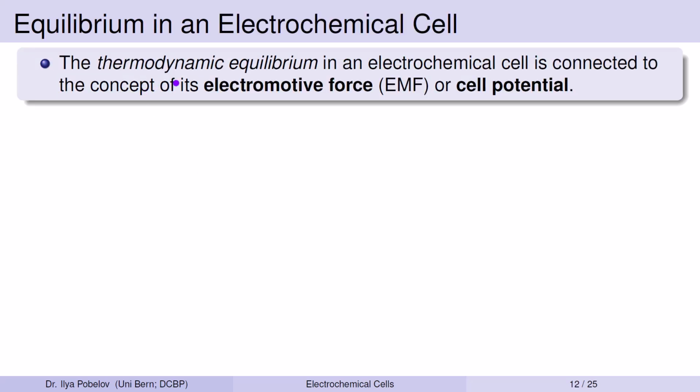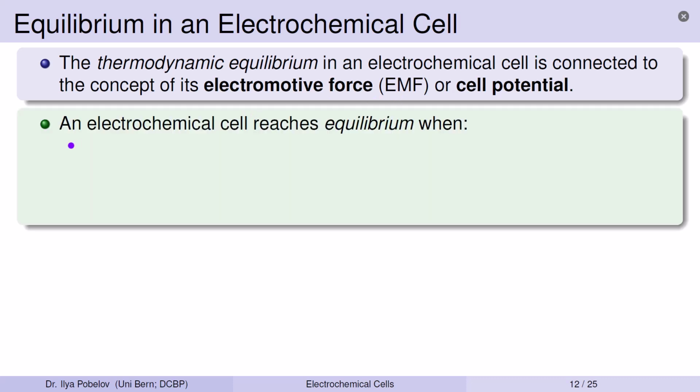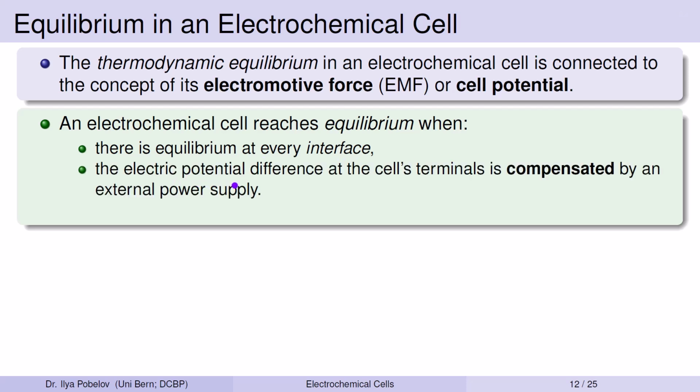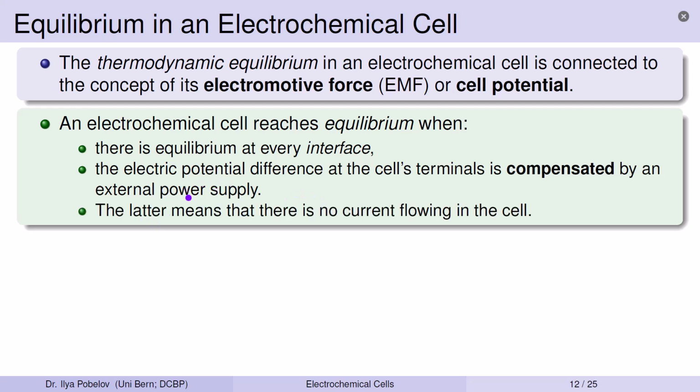The thermodynamic equilibrium in an electrochemical cell is closely connected to the concept of cell potential or its electromotive force. An electrochemical cell reaches equilibrium when there is equilibrium at every interface and the electric potential difference at the cell's terminals is compensated by an external power supply. The latter means that there is no current flowing in the cell.